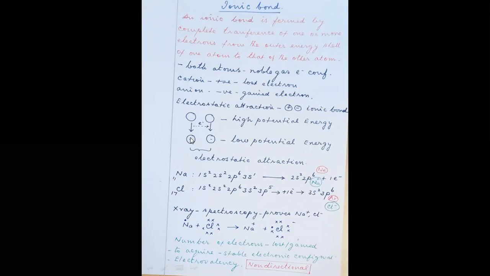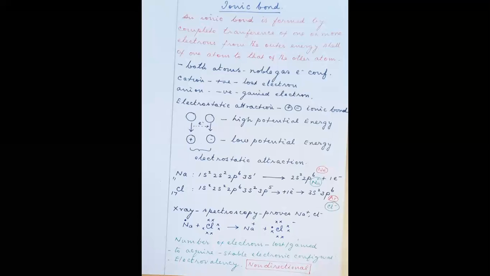Moreover, the cation has an electronic configuration identical to that of noble gases, and the anion also has an electronic configuration identical to the noble gas, and because of that they attain stability. Because of minimization of potential energy also they attain stability, and because of their opposite charges they develop an electrostatic attraction between them.